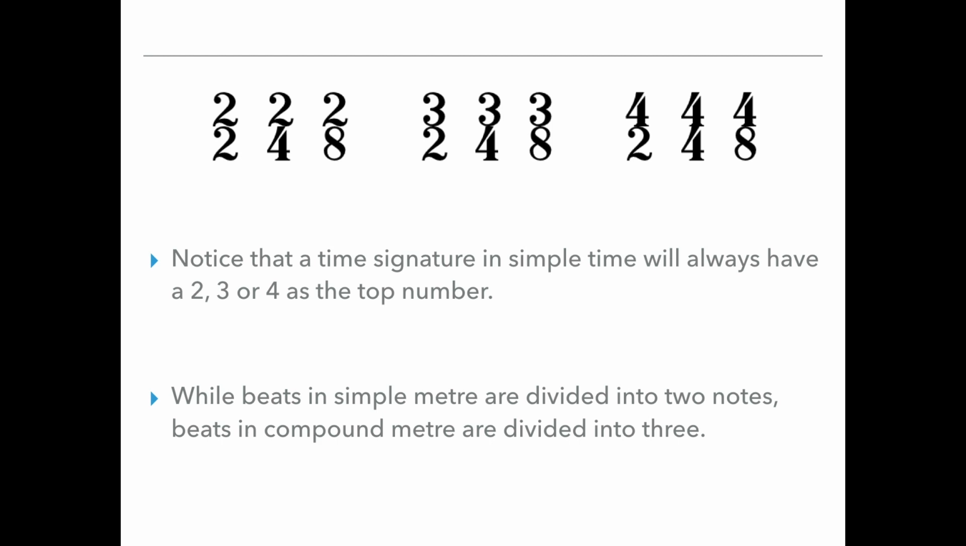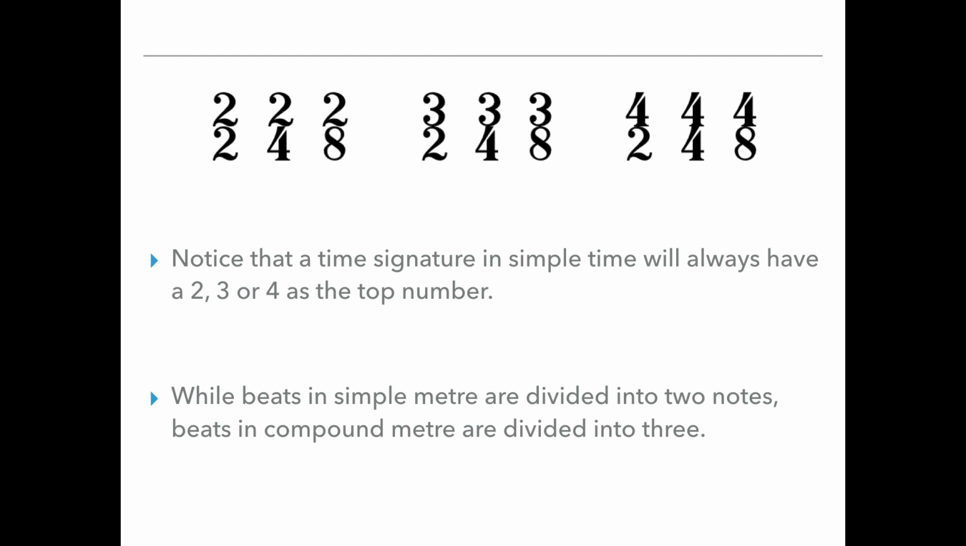Now, while that's the case for simple time, we're going to move on to compound time. Just before we do, simple time, like I've said, can be subdivided into 2 equal notes. And so when you're counting it, you tend to count it as 1 and 2 and 3 and, so each beat is divided in half as the 'and'.